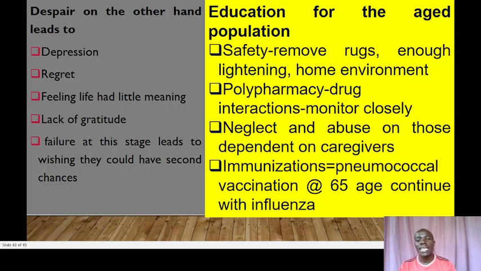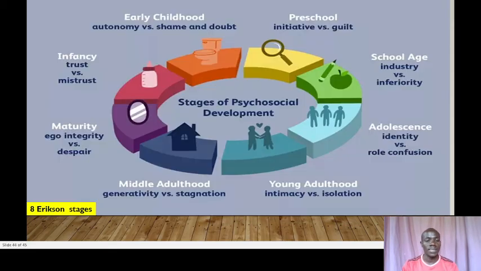Next is neglect and abuse. Some of these elderly could be dependent on caregivers who are likely to abuse them. So as a nurse, it's your responsibility to find out if this elderly person is being abused. Immunization, we have these meningococcal vaccines. They should start at age 65. Remember, their immunity has really lowered and they are at risk of developing respiratory conditions. So pneumococcal vaccines will be very helpful from age 65.